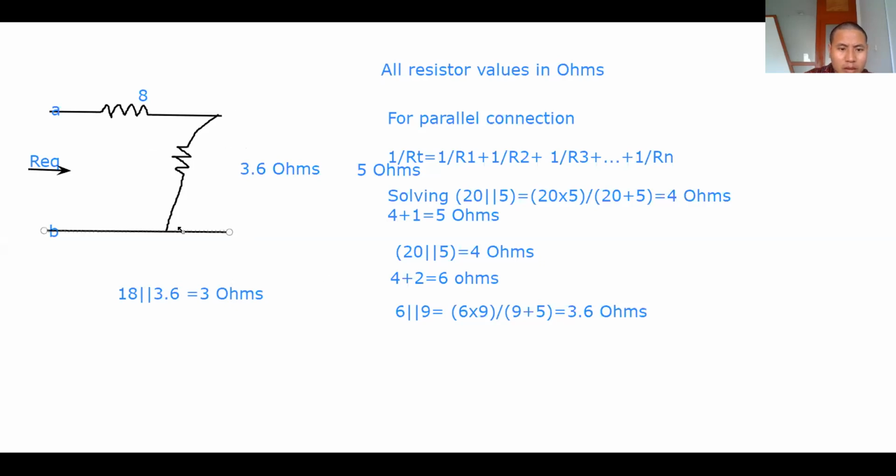And then it is 3 ohms. Our final step is 8 ohm in series with the 3 ohms. So we have 11 ohms. So the equivalent resistor for this network is 11 ohm.